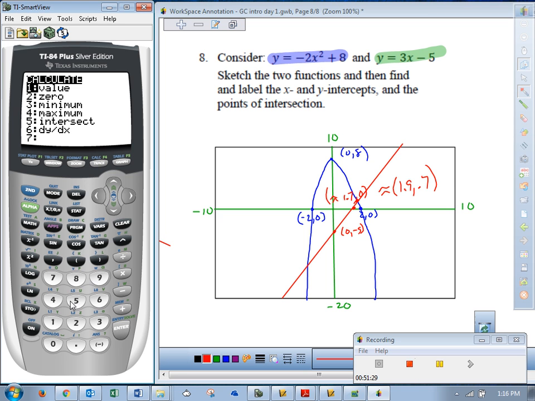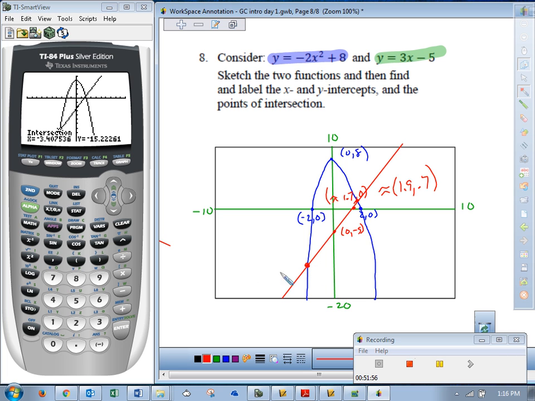Second, calculate, choice 5, intersect. First curve, hit enter. Second curve, hit enter. Guess, you got to move your cursor closer to that point. So that guess is kind of important. It doesn't have to be right on top of it. It's just got to be closer to that one. So that's close enough, right? And hit enter. And it'll tell you it's also at a nice nasty place, about negative 3.4, negative 15.2. So negative 3.4, negative 15.2. And I put approximate symbols just like in front of the whole ordered pair.